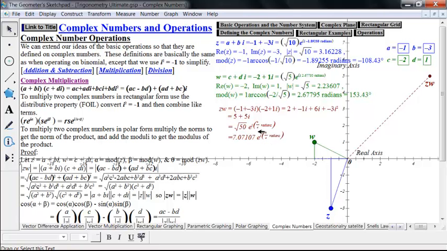Okay? But look what we have here. The original lengths were square root of 10 and square root of 5. Well, square root of 10 times square root of 5 is square root of 50, and that's the length here. Oh, that's interesting. Now, what about the angle?